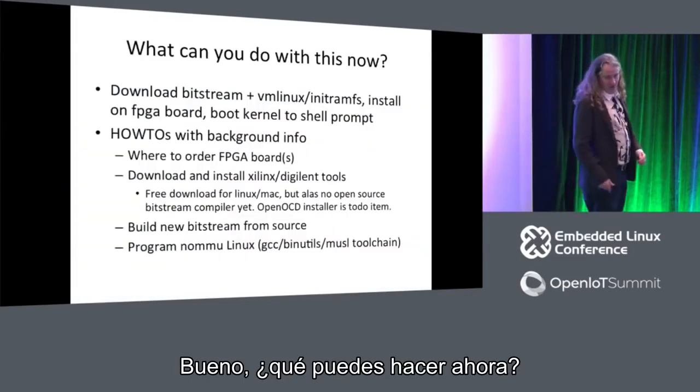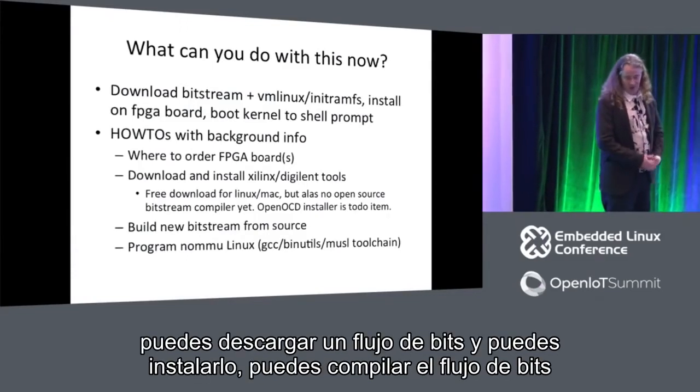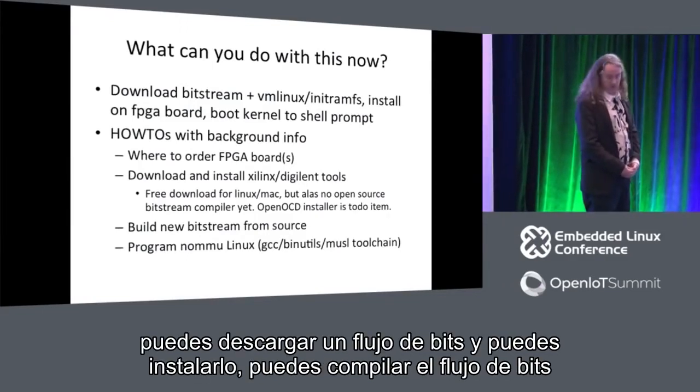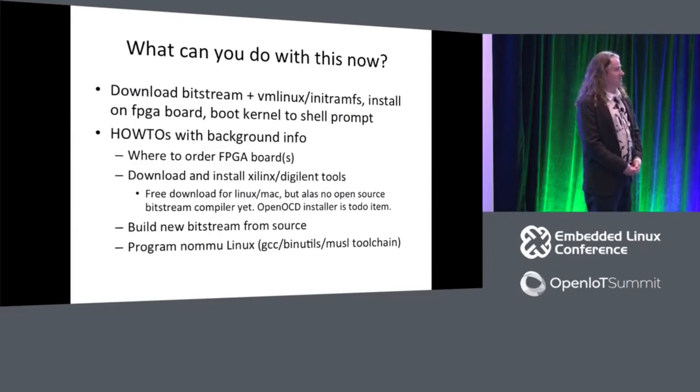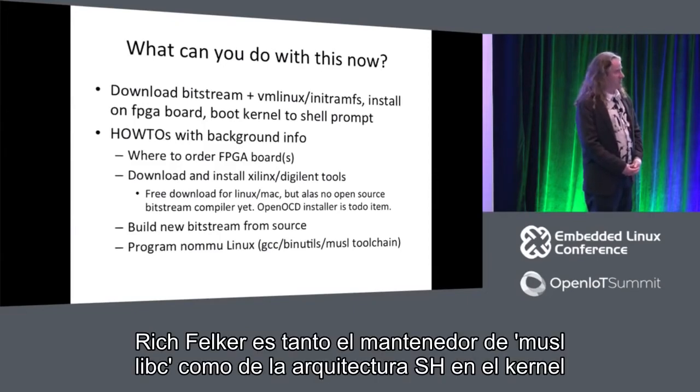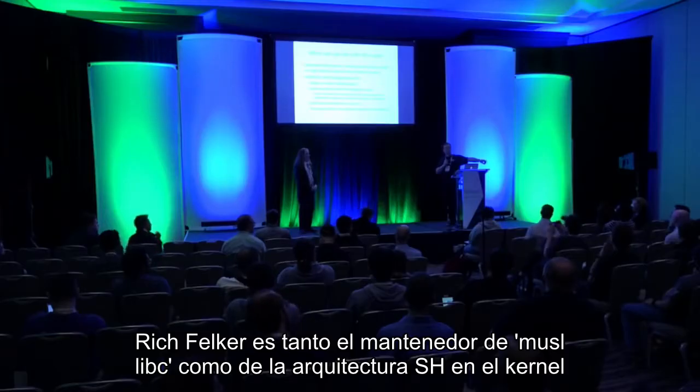So what can you do with it now? Well, we'll show you a couple of things. You can download a bitstream and install it. You can build a bitstream. I think, Rich, the stuff is upstreamed, or we still have some to go. You can build Linux. That's Rich Felker. He's both the musl libc maintainer and the arch sh maintainer in the kernel.